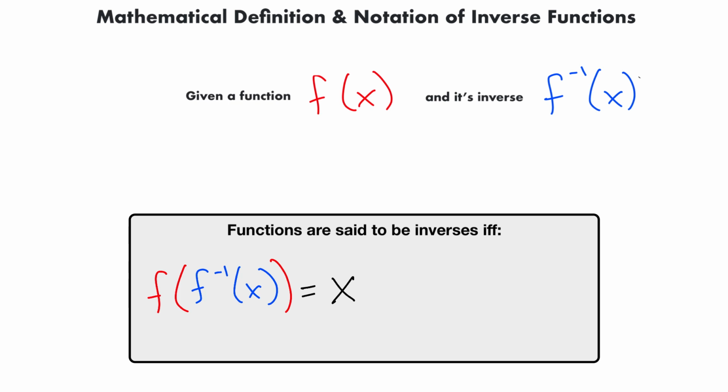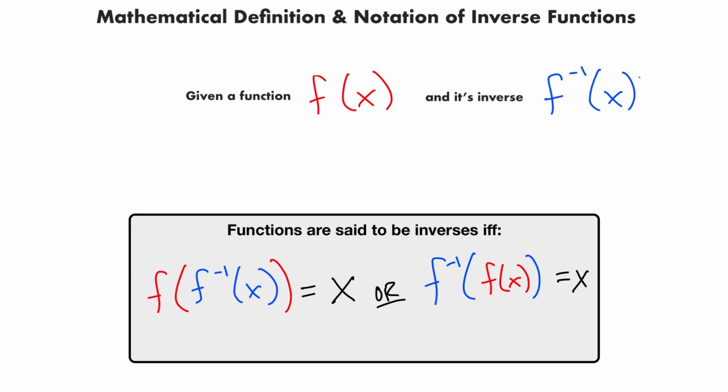So a function is an inverse if and only if, that's what IFF is an abbreviation for in mathematics, if and only if you take the composite of the two functions and it simplifies to give you x. Additionally, you can also do it in the reverse order. You can take f inverse of f of x, and it will also be equal to x. So you just need to prove one of them. You don't need to prove both.